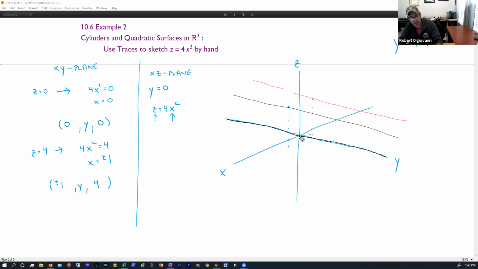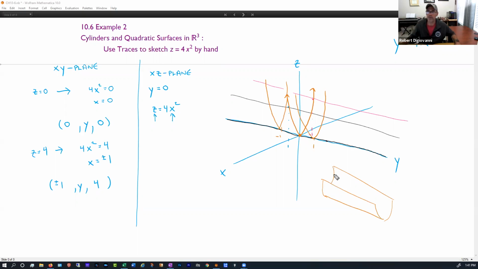So in the XZ plane, I know that that point's there. And I know I've got to go up and go through that point. And I know I've got to go through and do that, right? And notice that all these points, Y is zero. But then I could have done Y is one, right? And it wouldn't change anything. So move out to the right one on the Y-axis and draw me another parabola. Or go negative one on the Y-axis and draw me another parabola. And you start putting all these together and you wind up getting your whatever, right?